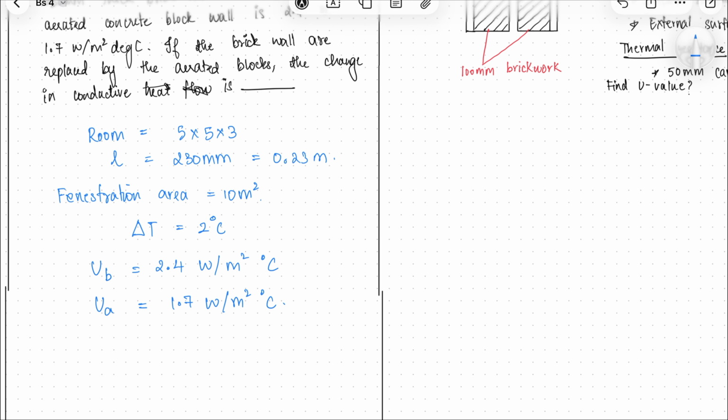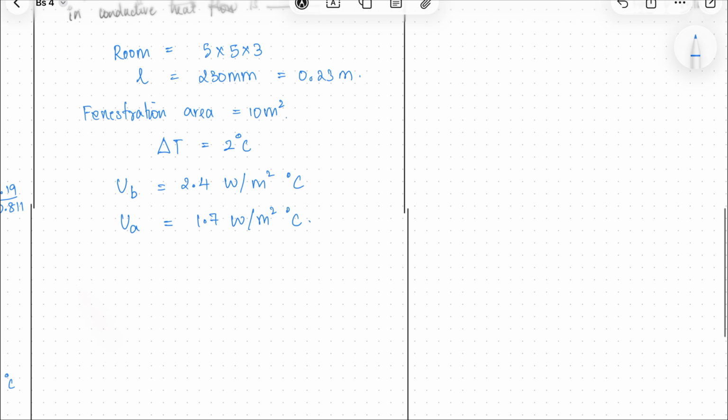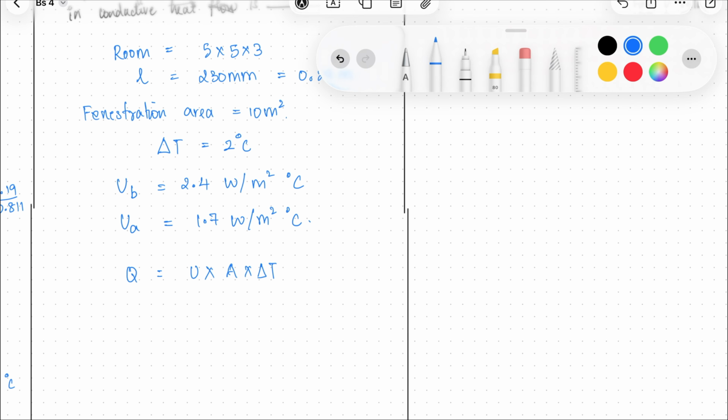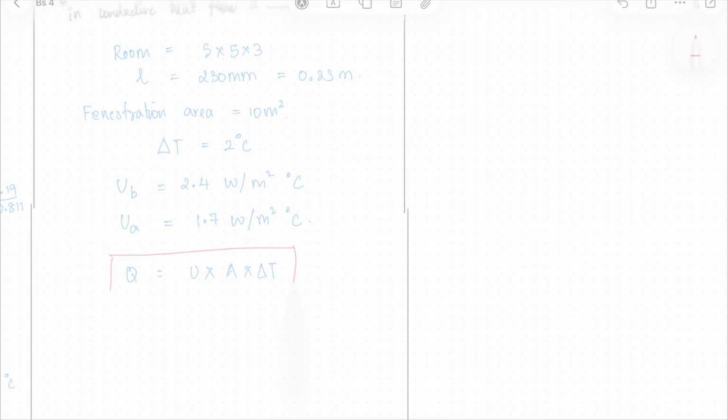So these all are given in the question, and let's find out the heat gain of each material. First let's write the heat gain formula. Q is equal to U into A into delta T. This is our formula. Now find the area.